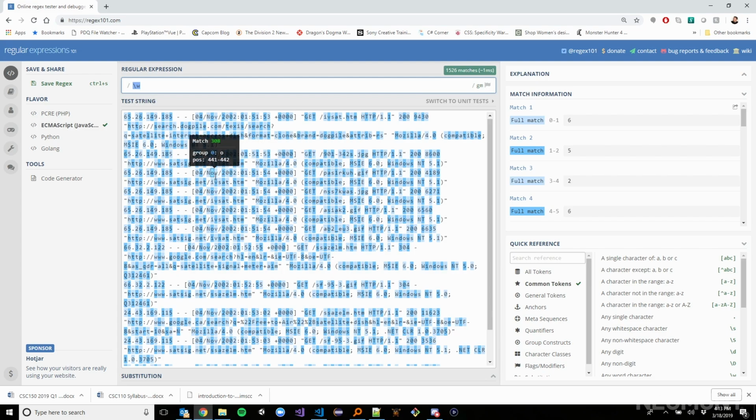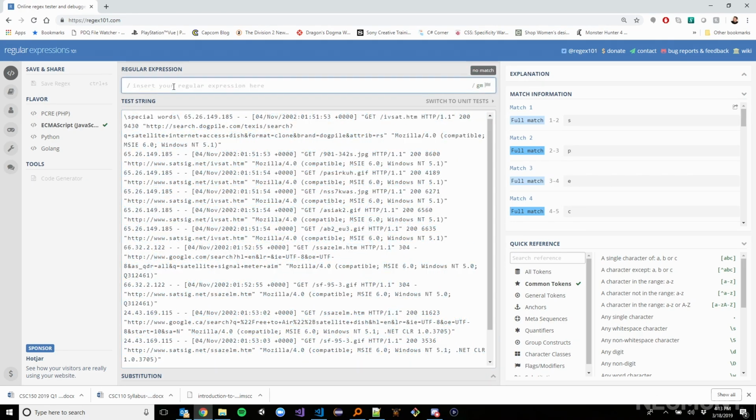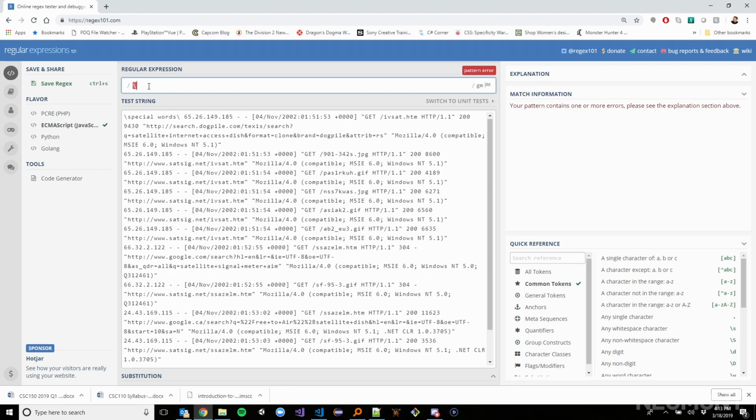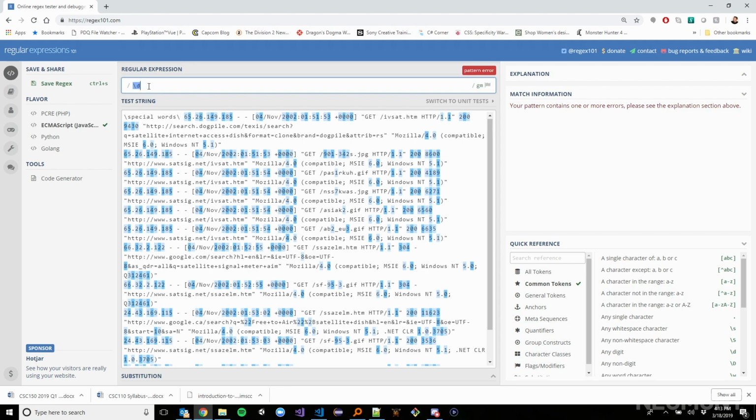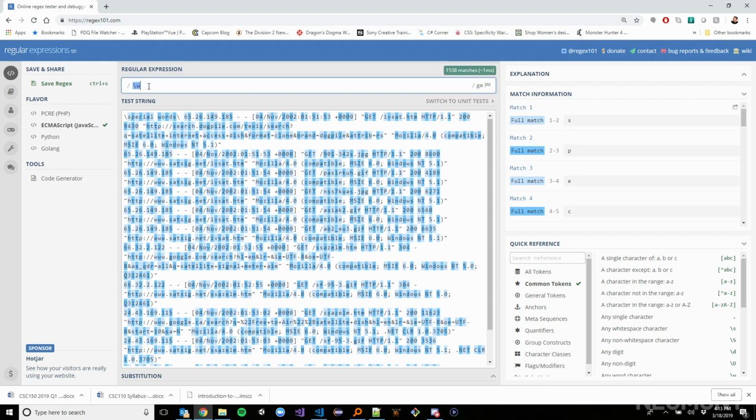What if our file actually contains a backslash? Special words, backslash space, okay? What if our pattern actually contains backslashes? Well, if I put in a single backslash by itself, you'll notice that it's highlighted in red. And the reason it's highlighted in red is because right now it's viewed as an escape character. And it's waiting for some additional thing to follow so that the escape sequence is complete.